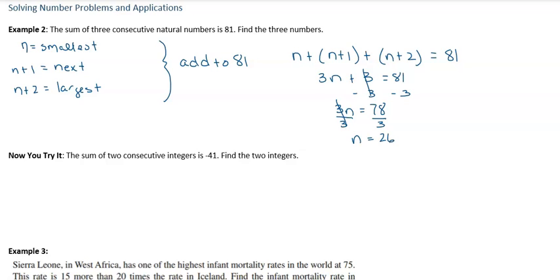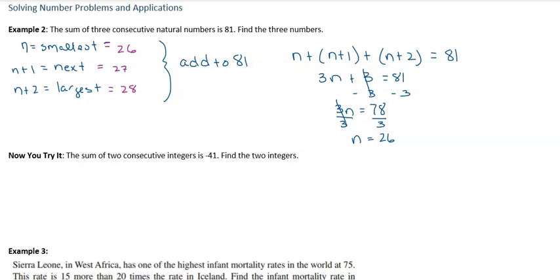So we're not done yet because we have to say what the 3 numbers are. So that means n, the smallest number, is 26. And I'm going to do that in a different color so that it really stands out later if people come to look. So the smallest number is 26. The next number is 27. And the next number is 28 because we just add 1 each time. So now add those up and see if they really add to 81, and you will find that they do.